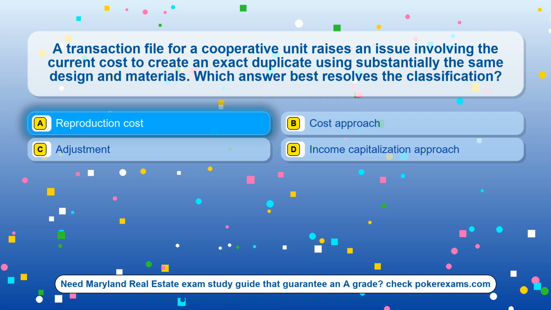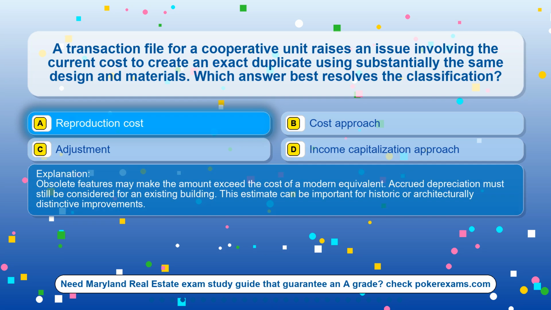The correct answer is option A, reproduction cost. Obsolete features may make the amount exceed the cost of a modern equivalent. Accrued depreciation must still be considered for an existing building. This estimate can be important for historic or architecturally distinctive improvements.